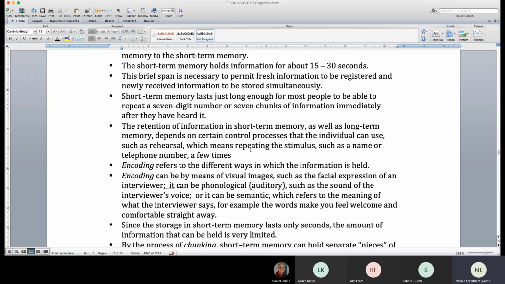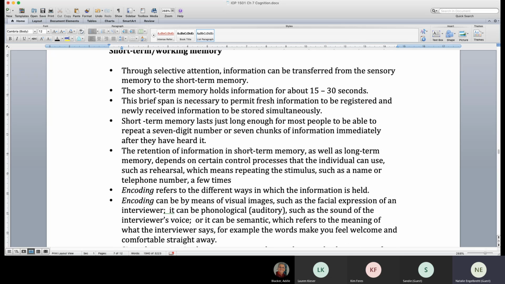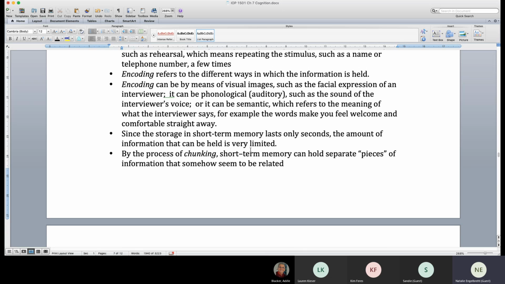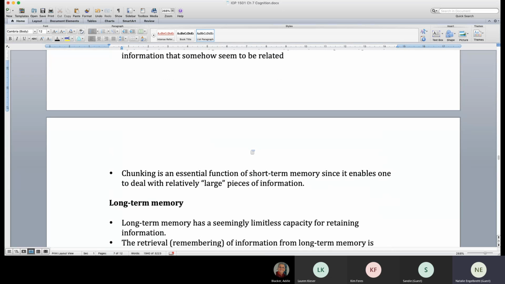Okay, so what have we just learned about short-term memory? Short-term memory can hold information for about 15 to 30 seconds. Short-term memory lasts just long enough for you to repeat a 7-digit number. The retention in short-term memory is short. You use encoding, different ways in which the information is held. And you use chunking. By chunking things together, you also remember better.